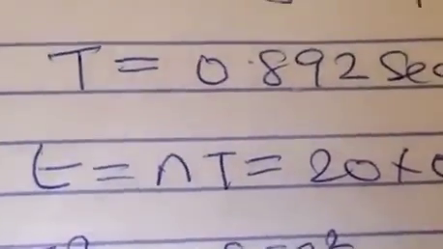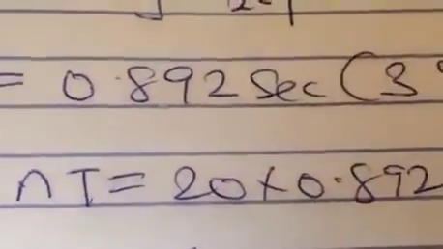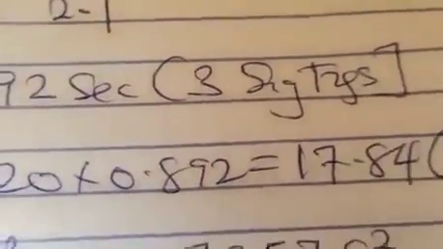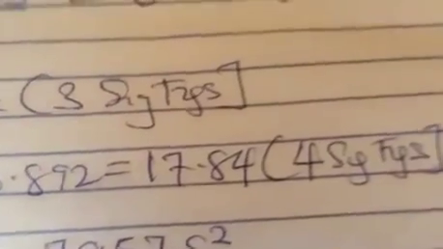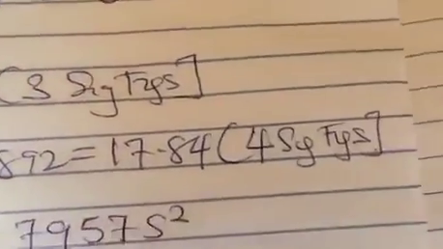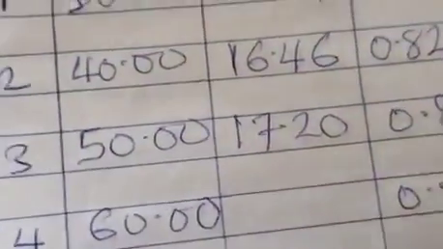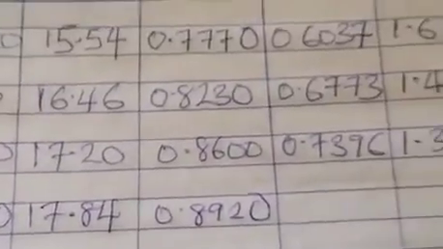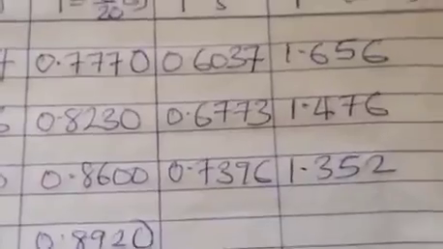So you follow that. We'll now look for our small t. Our small t is n times period. N is the number of oscillations, 20, times 0.892, and that will give you 17.84 seconds, 4SF. So we'll have 17.84 seconds.